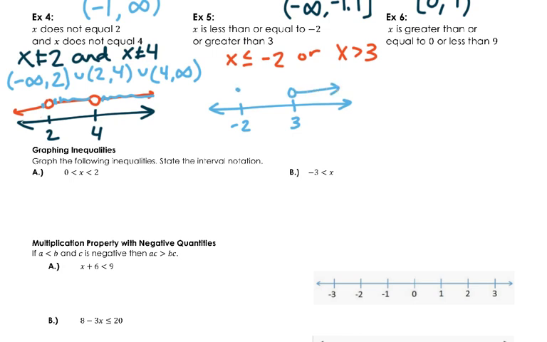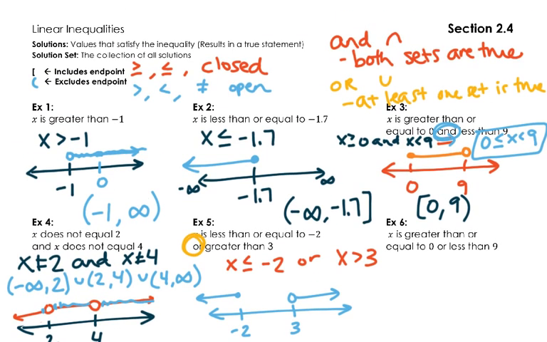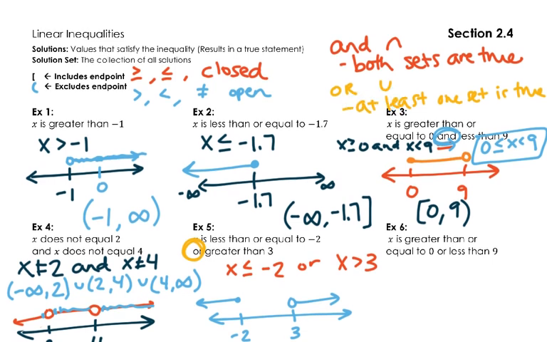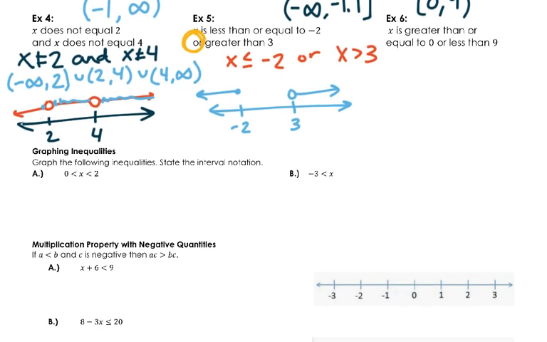Greater than 3, less than or equal to negative 2. Now, if I look at these words connecting them, I see the word or. Or is the union where at least one set is true. So if at least one set is true, the union is true. So at least one set is true over here, the first set. And at least one set is true over here.